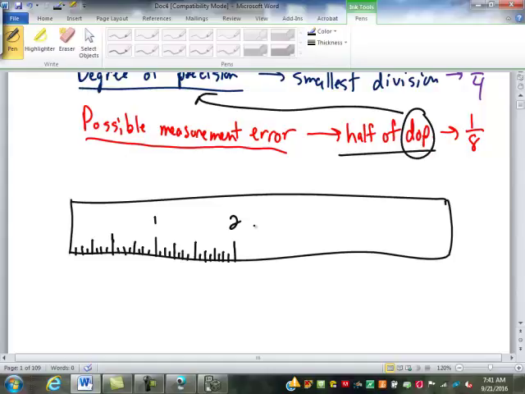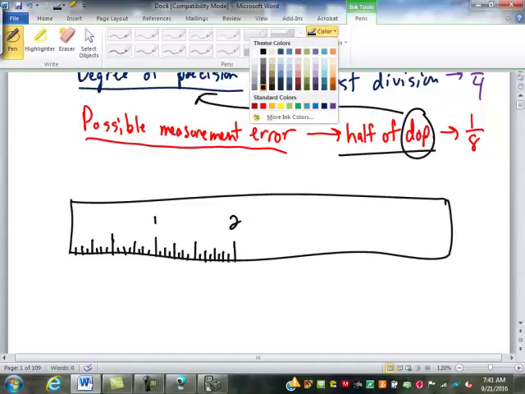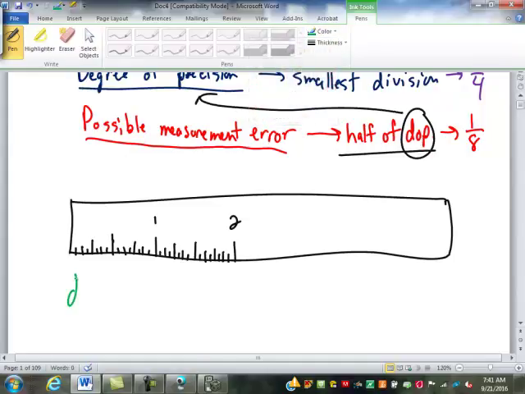All right, I'm just going to go up to 2 inches here. So the first thing we want to find here is the degree of precision. The degree of precision, again, remember, is the smallest division. Now, to figure out what that is, generally I look at 2 whole unit marks. We're going to assume this is in inches just because I'm tired of saying units, so I'm going to put a unit on it. This is inches here.